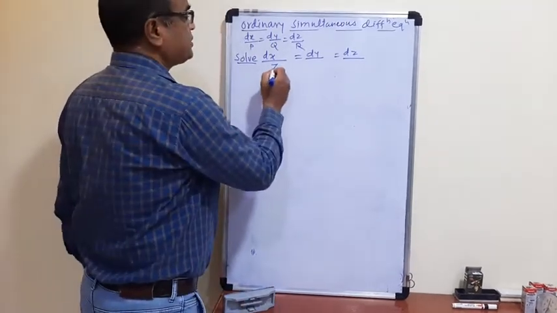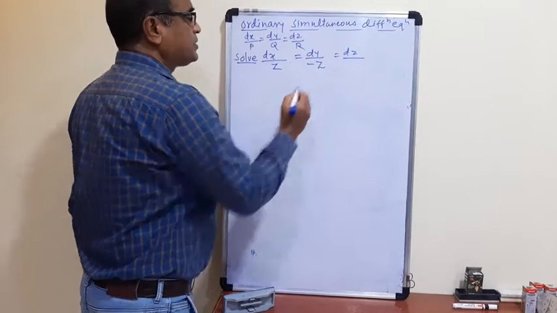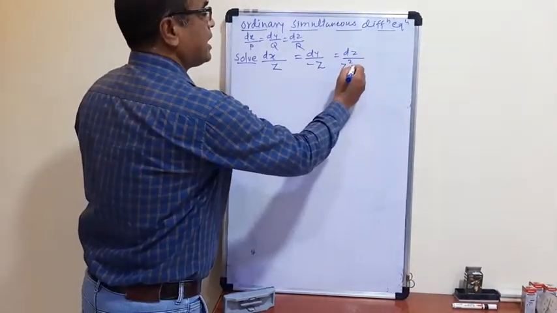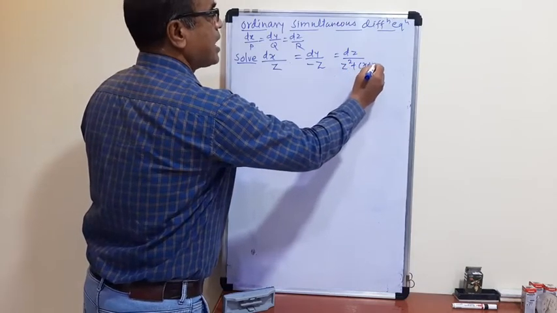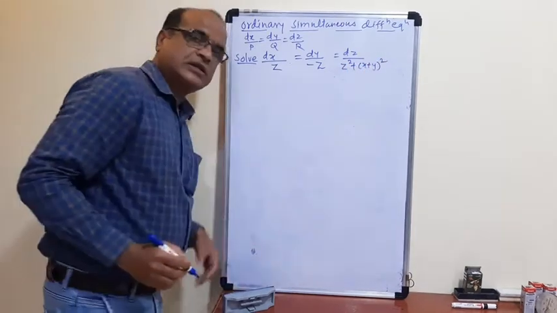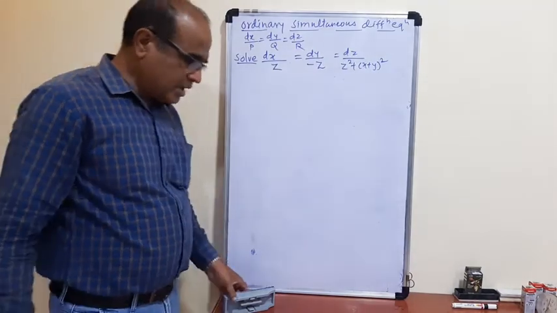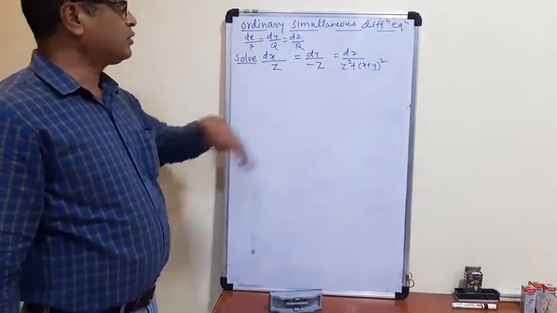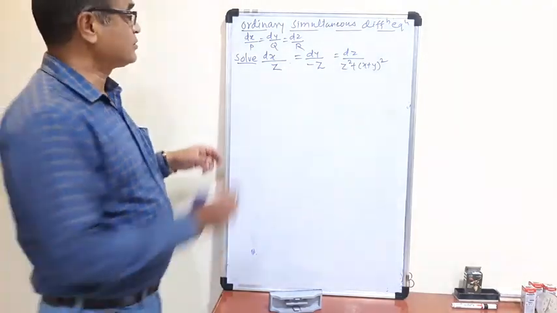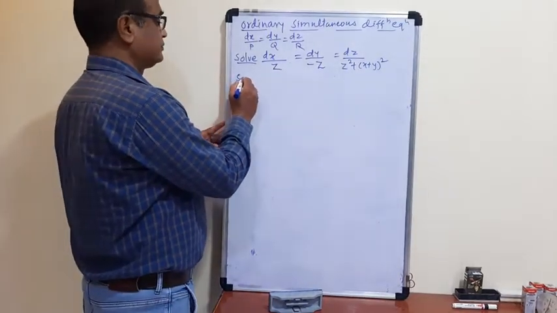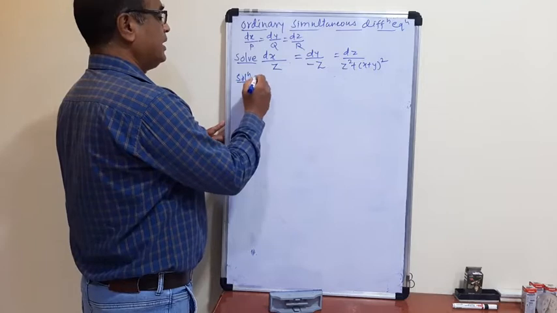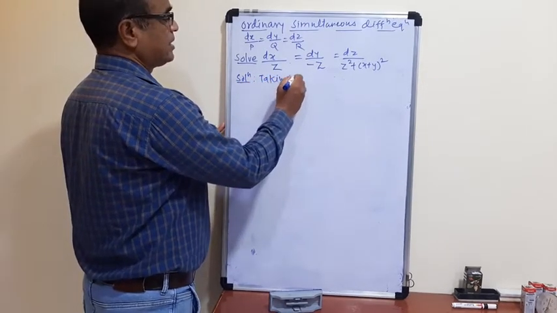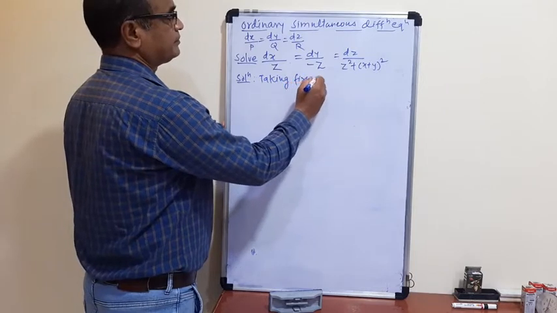Solve the differential equation dx upon z, dy upon minus z, then dz upon z square plus (x plus y) bracket square. So solve this differential equation. Okay. So how to solve this differential equation? Okay. So taking two fractions, the solution is what? Taking the first two fractions.